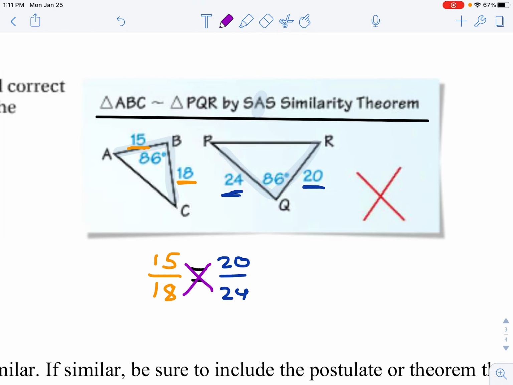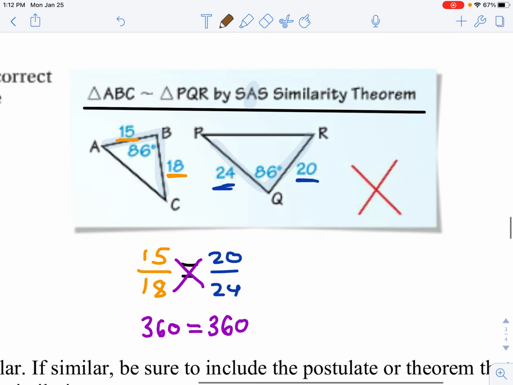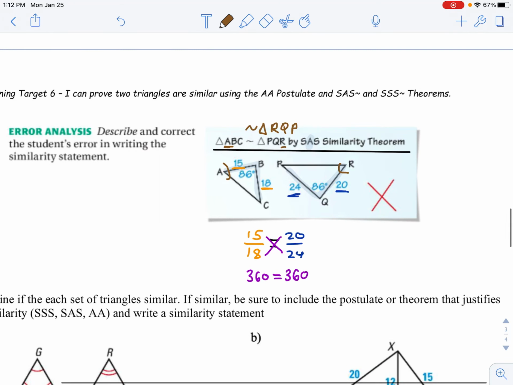Is this true? Well, let's cross multiply and see if we get the same number. 15 times 24 is 360. 18 times 20 is 360. So sides are proportional. Well, maybe it's something in the similarity statement itself. It starts with A. A corresponds to, actually, it should be R. So right here, it should be triangle R. Angle A and angle R are corresponding, then Q, then P.